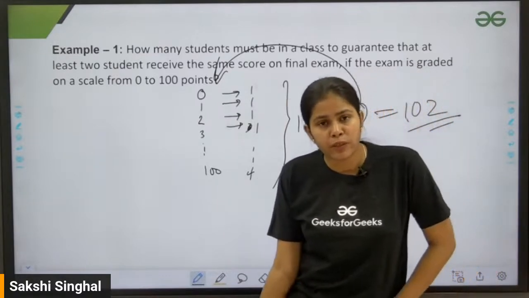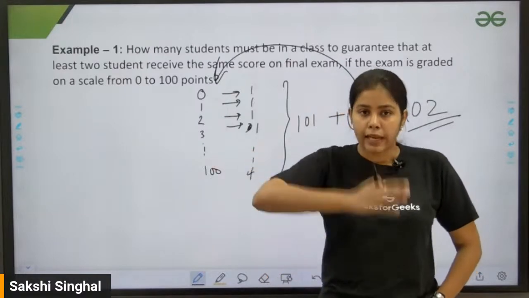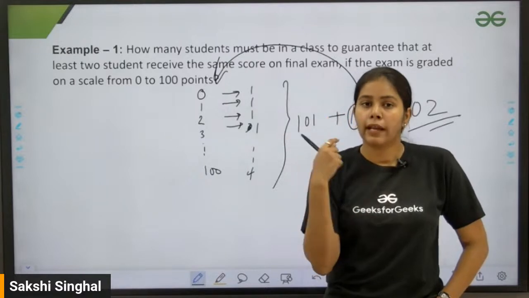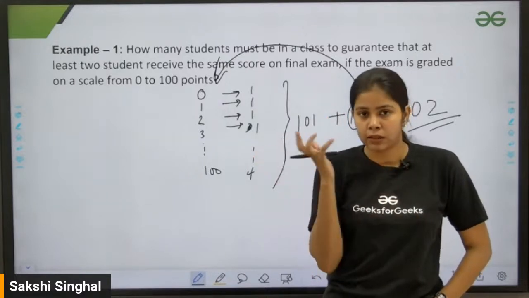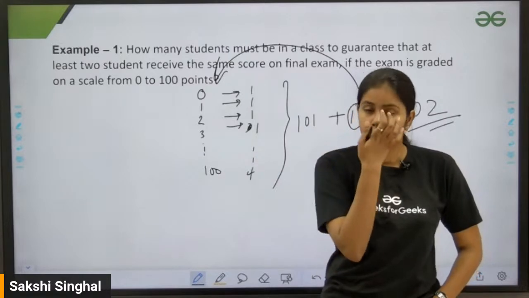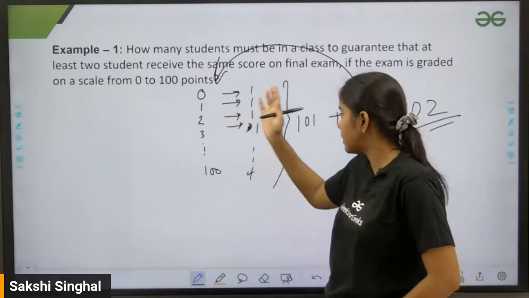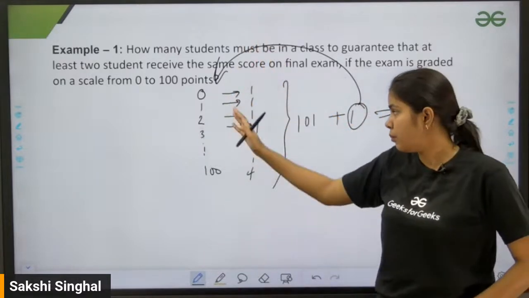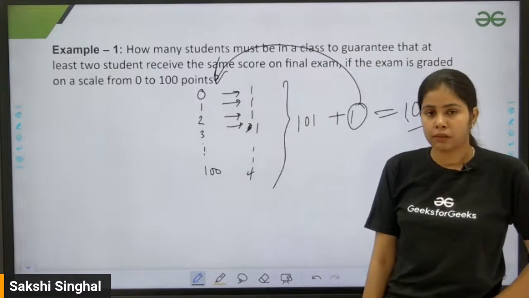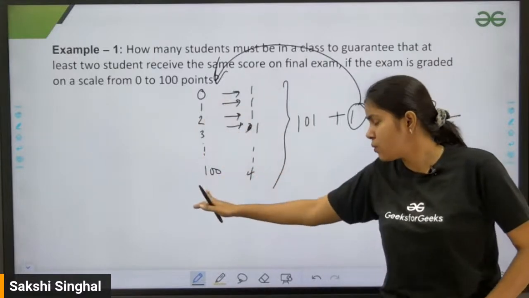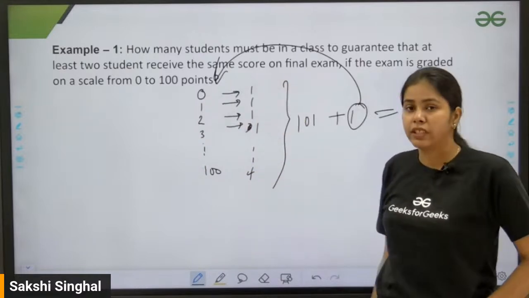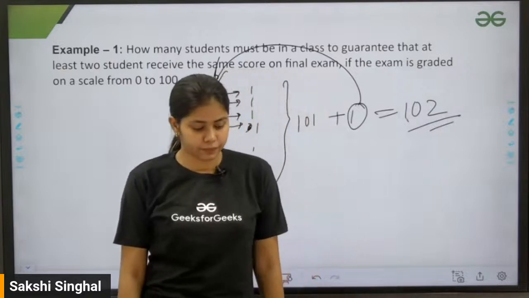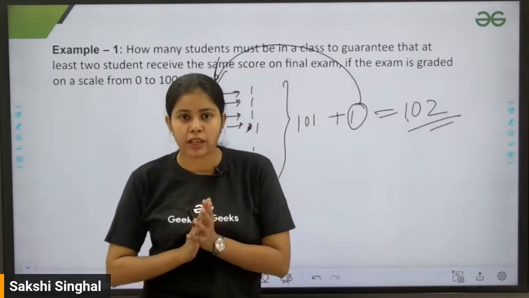Pigeonhole principle. Right, pigeonhole principle says the same: 19 pigeonholes, 20 pigeons, so at least one of the pigeonholes has at least two pigeons. Here it is the same. Sorry, the numbers are the pigeonholes, and the students are the pigeons. Let me know, guys, if there is any question, any doubt.